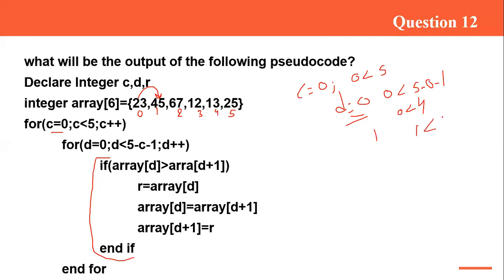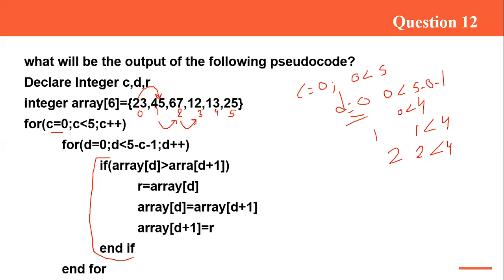1 less than 4, it is true. Enters inside. Now index 1, that means 45, 67. 45 greater than 67, is it true? No. That means again d plus plus, d will become 2. 2 less than 4, is it true? Yes. Enters inside. Index 2 is compared with index 3.